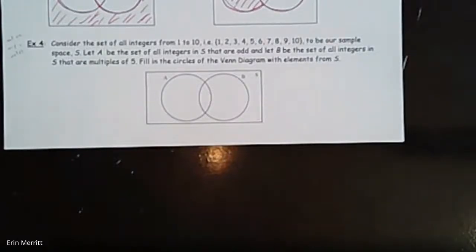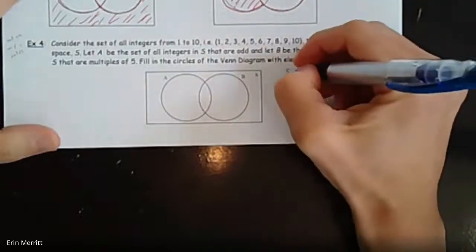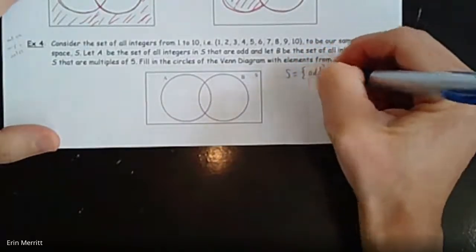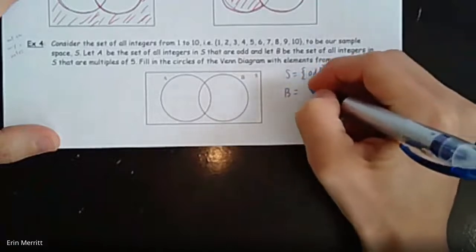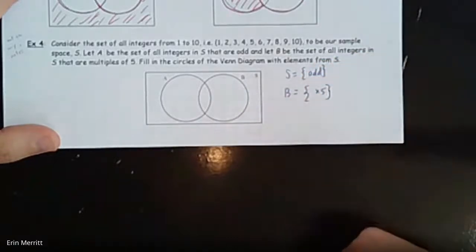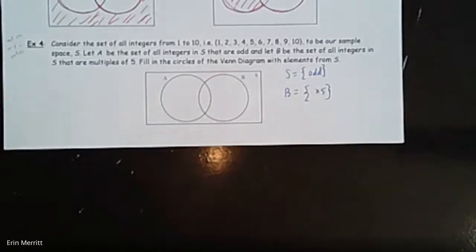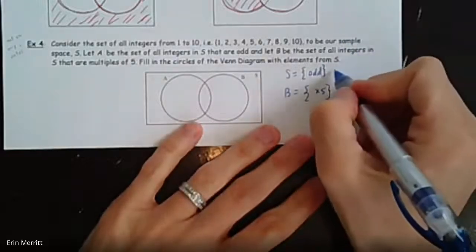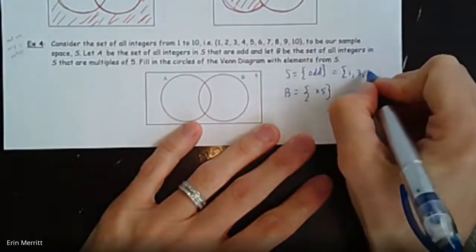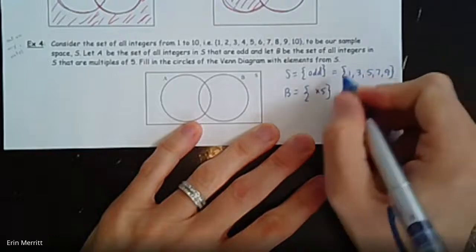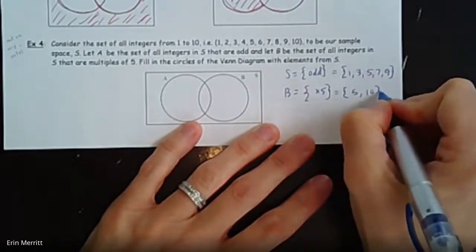It says, consider the set of all integers 1 to 10 to be our sample space, S. Let A be the set of all integers that are odd. So A is going to be all the odd numbers. All right. And let B be the set of integers that are multiples of 5. Fill in the circles in the Venn diagram with the elements from S. So now the idea is you don't want to list them more than once. So you have to figure out where should 1 go? Where should 2 go? Where should 3 go? So if you need to, make a little list off to the side. So the odds, 1, 3, 5, 7, 9. Multiples of 5 would just be 5 and 10 in this case.